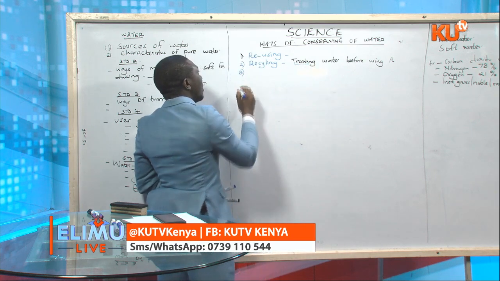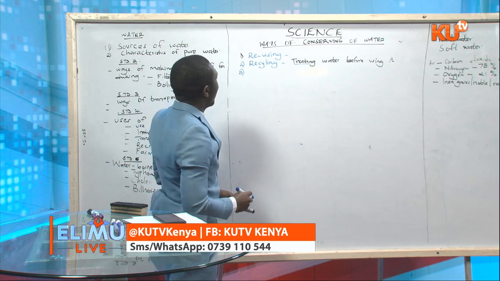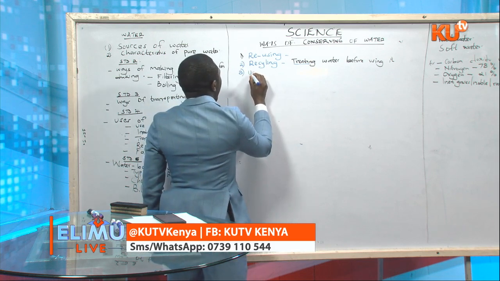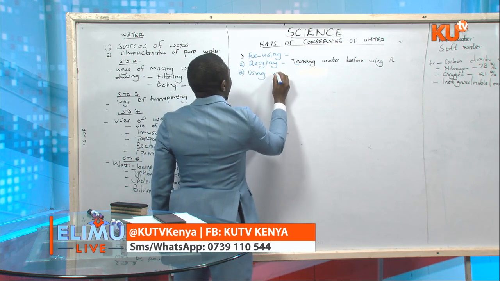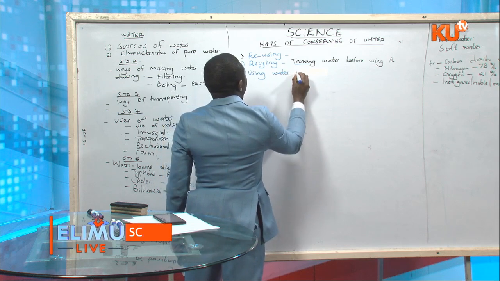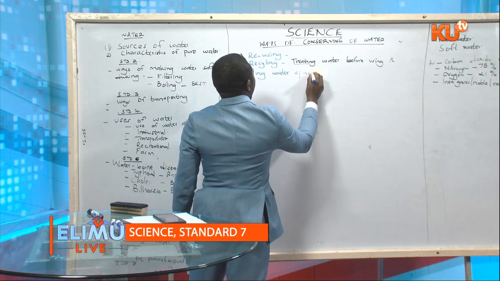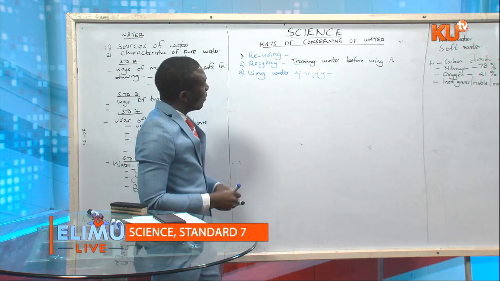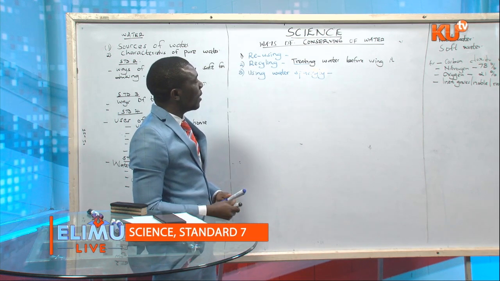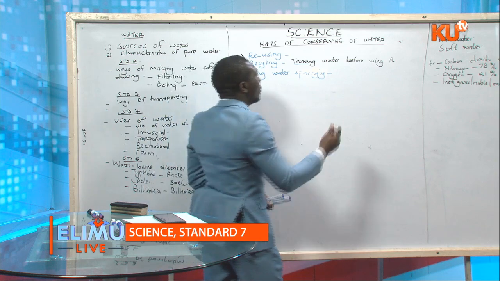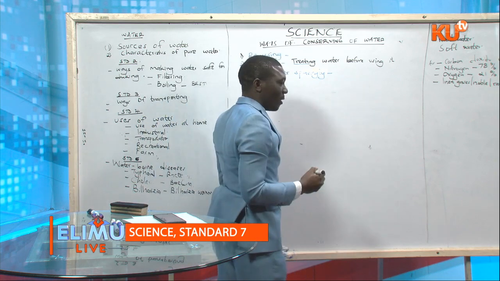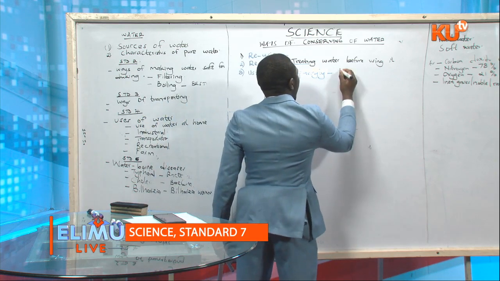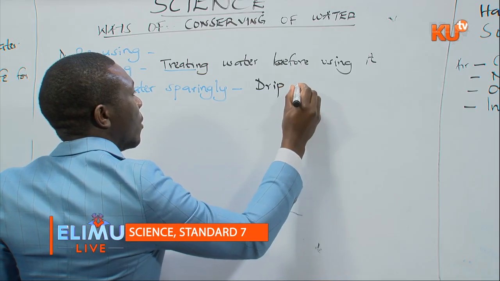Number three, under ways of conserving water, is using water sparingly. To spare means using little by little. Using water sparingly, the main one that is tested here, is a type of irrigation that is mainly practiced here. We call it drip irrigation.